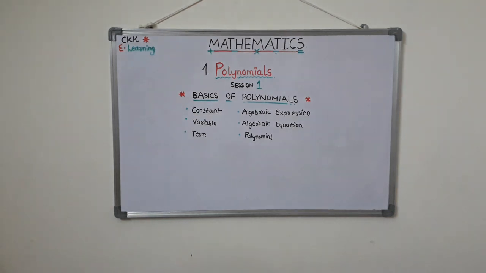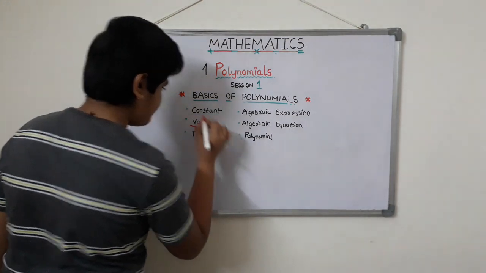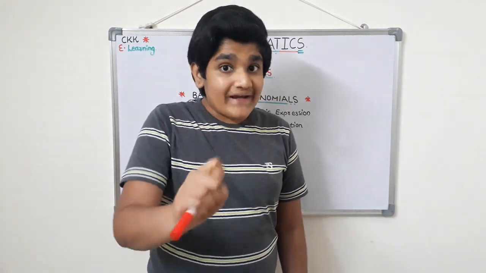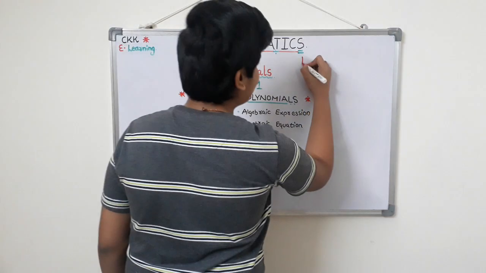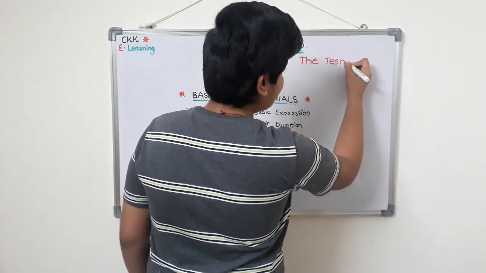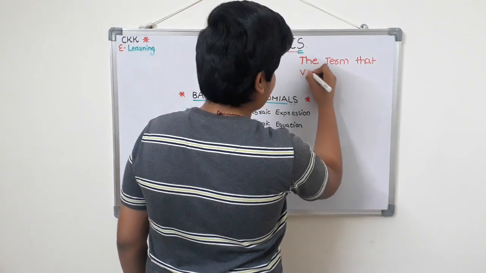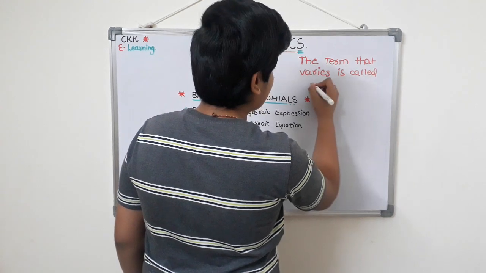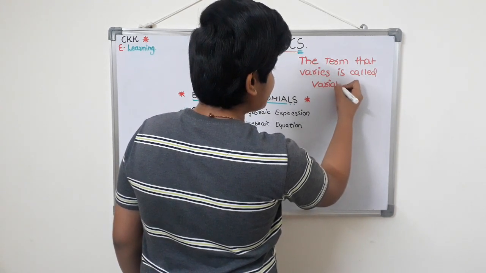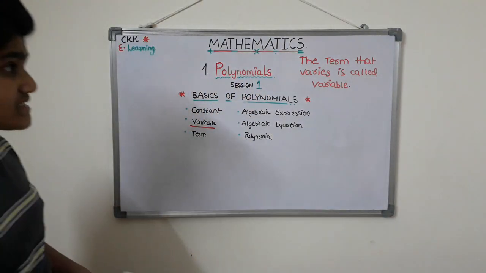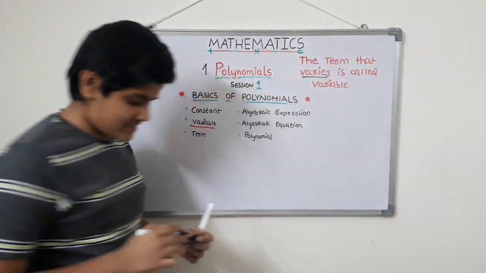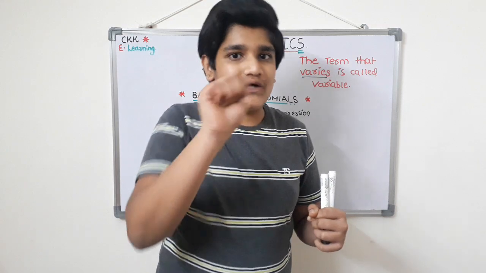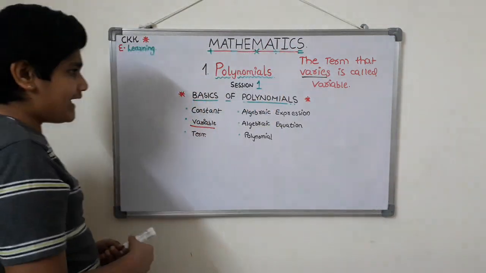Now look very carefully at what is the meaning of variable. Variable is quite opposite to constant. Why? Let me say. The term that varies is called a variable. Again the important word here you have to notice is varies. Did you understand what is the definition? It is quite opposite to constant.